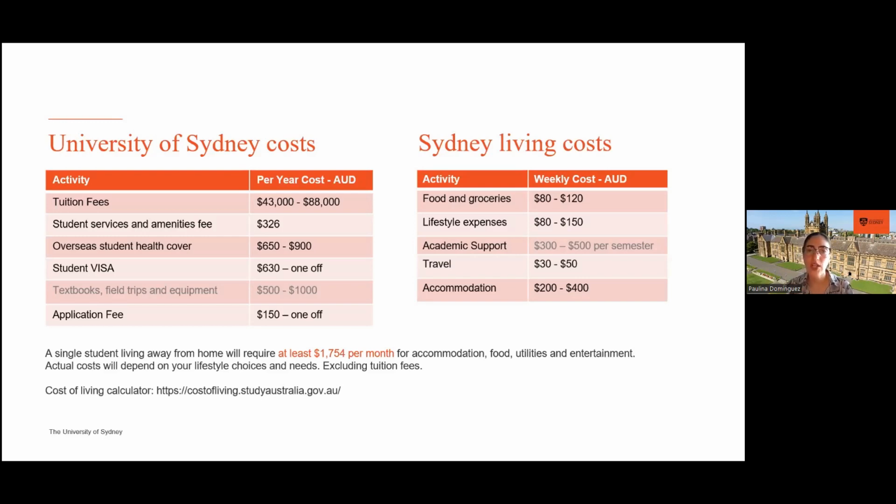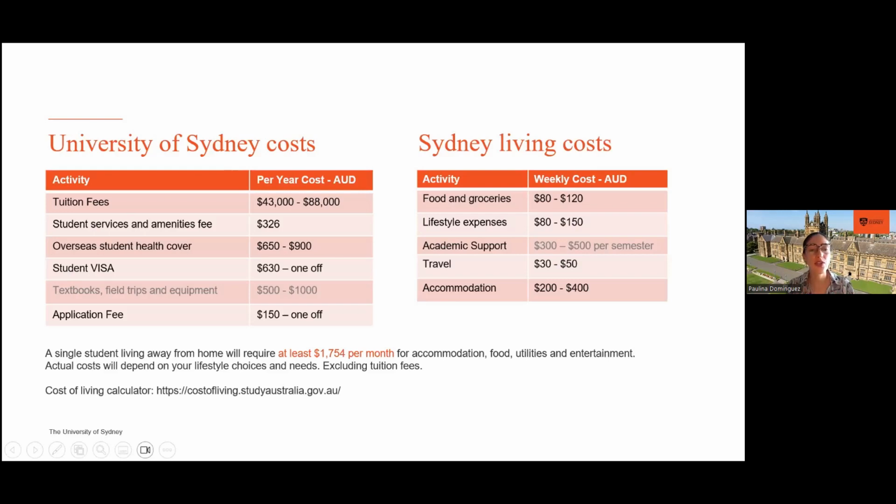So food and groceries, lifestyle expenses, academic support, travel as well, accommodation. So those costs that you see here are for a single student, right? And this is roughly the cost. So this will vary according to your lifestyle. There are some students that spend more on food and groceries, and some students that spend less, right? So it all depends on your lifestyle. It can be very different for each of you.